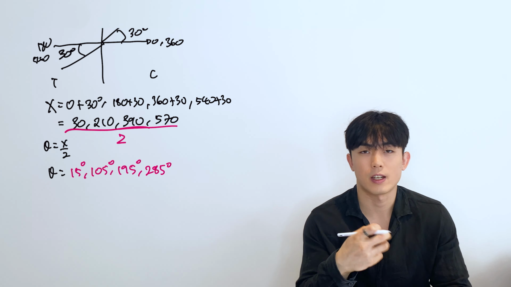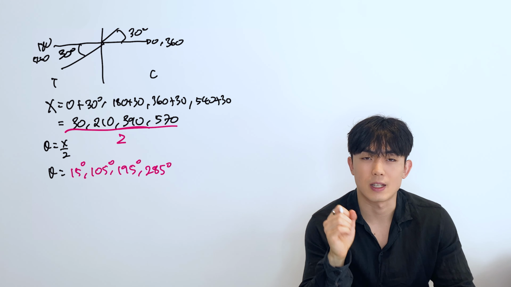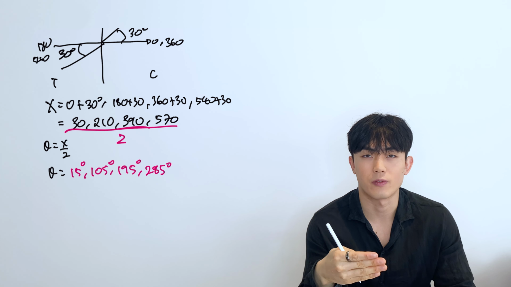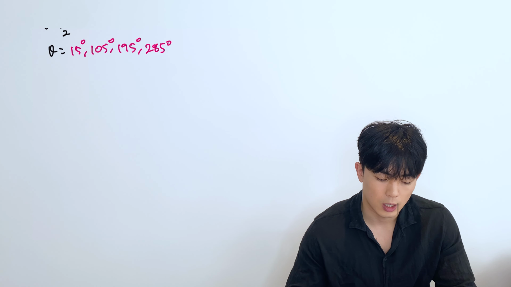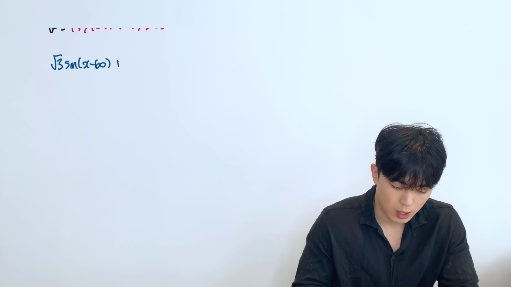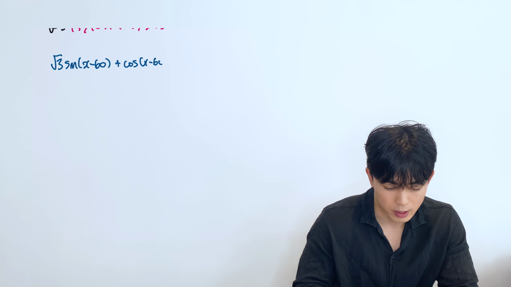So anything other than a theta value in our trig equation, we have to let x equal to it, change the range, find the values for x, and then find the values for theta. Let's just try one final one. So let's go for maybe root 3 sine (x minus 60) plus cos (x minus 60) is equal to 0.